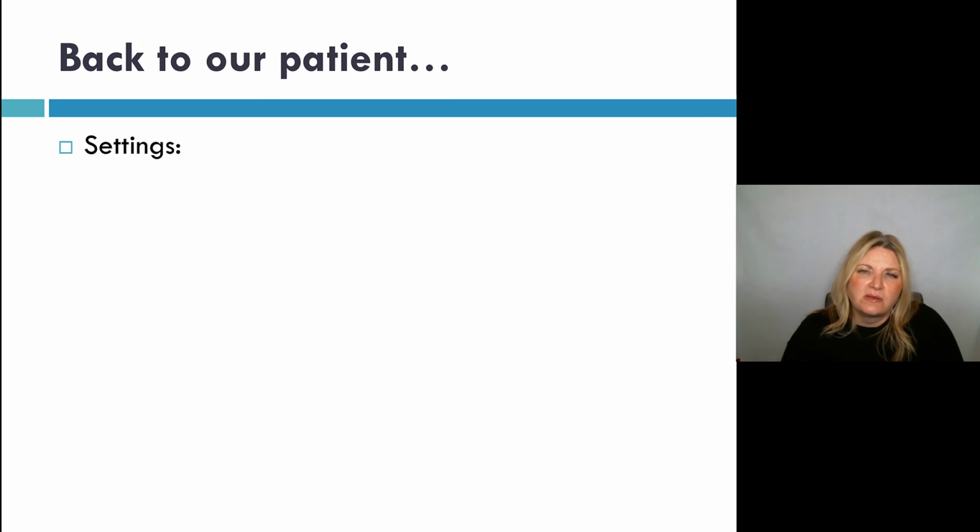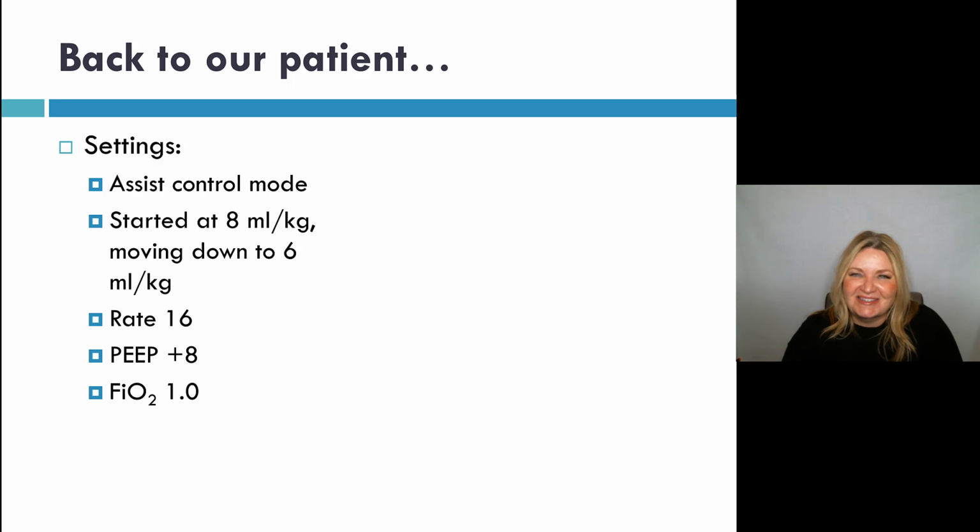So again, they had a partially compensated respiratory acidosis. So we decided to go in AC mode, assist control mode, because that's the mode that our ventilator uses. We decided to start at 8 cc's per kilo, but her x-ray was looking a little ARDSy. In my next video, I'm going to chat about ARDS, but we're going to start at 8 cc's per kilo, probably working our way down to 6 cc's per kilo.